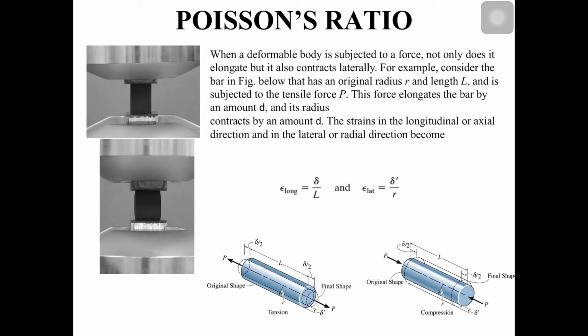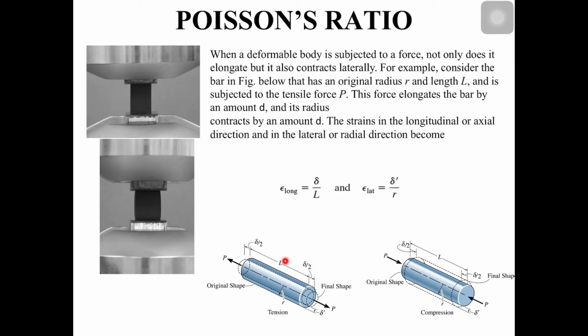When a deformable body is subjected to a force, not only does it elongate, but it also contracts laterally. For example, consider the bar in the figure below that has an original radius r and length L, and is subjected to tensile force P. This force elongates the bar by an amount δ and its radius contracts by an amount δ'. The strain in the longitudinal or axial direction and the lateral or radial direction become like this.